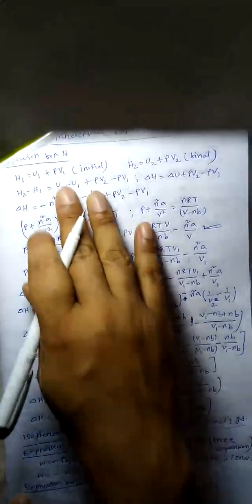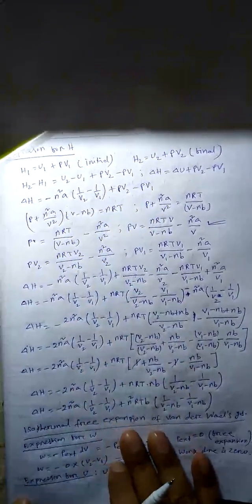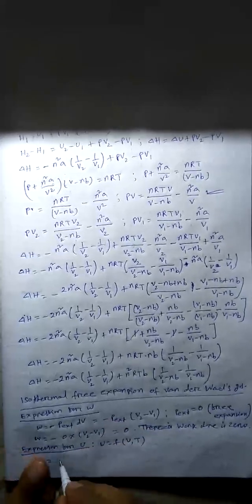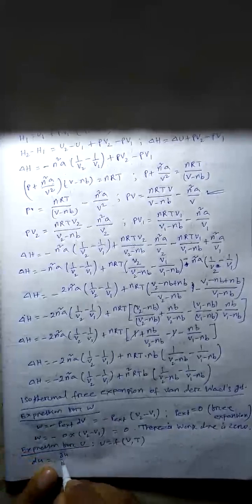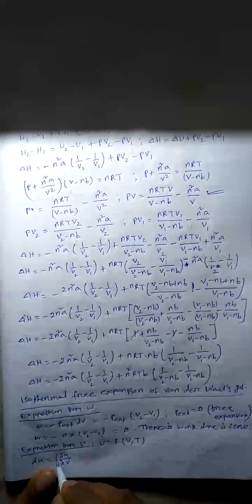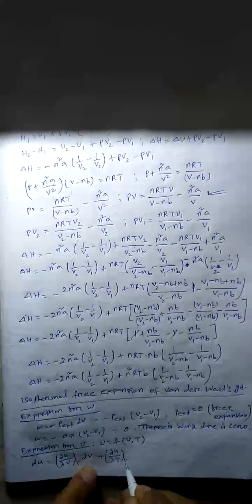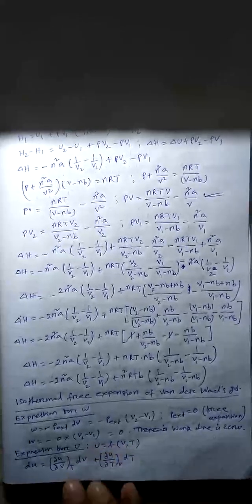Without practice, you will make some mistake somewhere. If you do not practice, then what do you get? Now the differential dU is equal to (∂U/∂V) at constant temperature dV plus (∂U/∂T) at constant V dT. That is because U is a function of V and T.